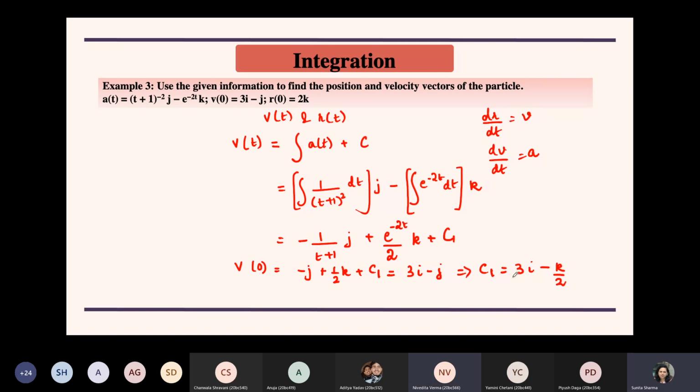So this gives us the value of the first constant, and we can put it here and we'll get the velocity vector. So velocity vector can be written as, now there is no j term here in c1, so we will just have this. Then we have an i term, so 3i, and we have a k term here, so we will just combine those two.